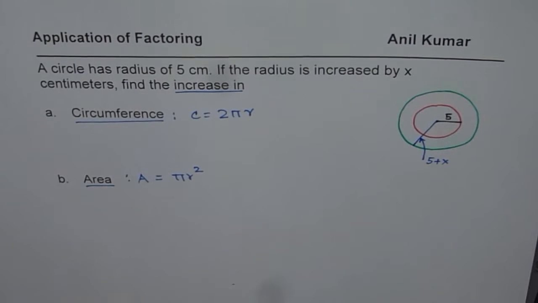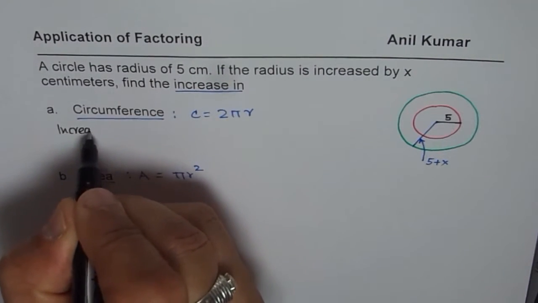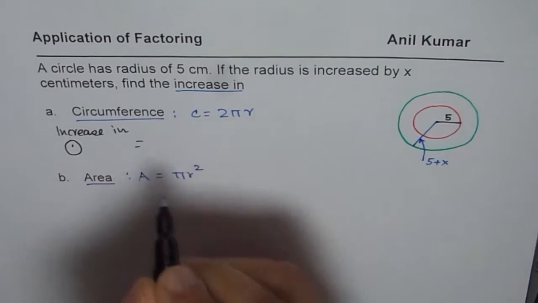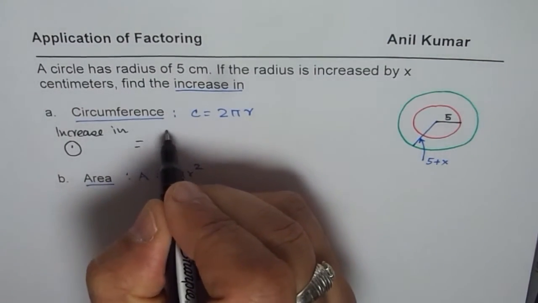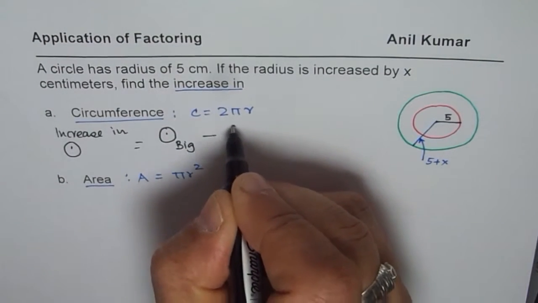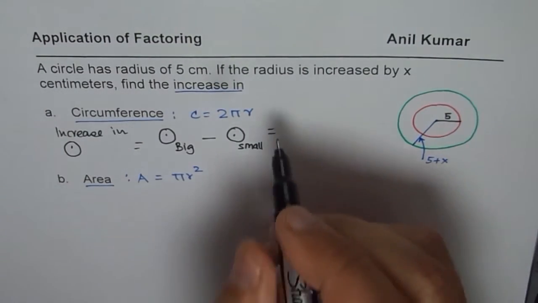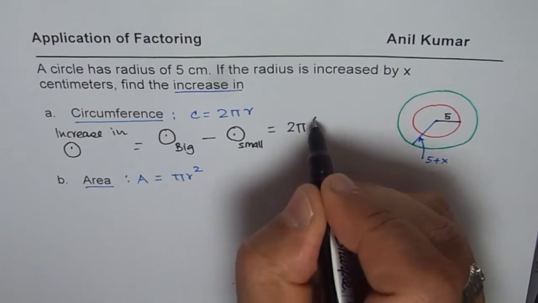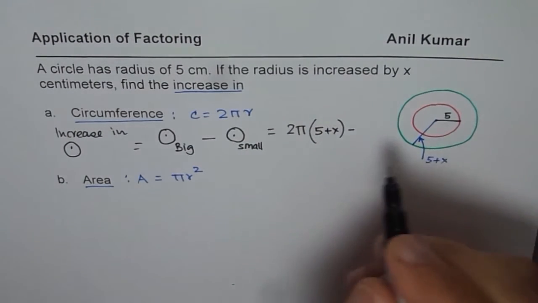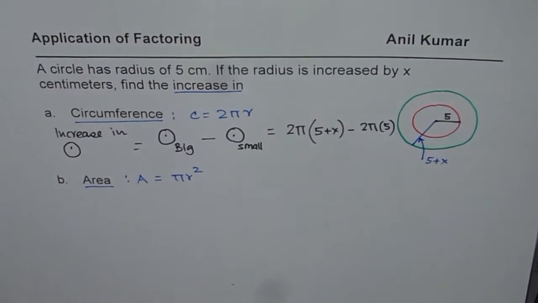Here is my solution. When I say increase in circumference, that means what? We have circumference of a big circle, right? Minus circumference of small circle. Is that okay? So that means big circle is what? Big circle is 2 pi, and the radius for the big circle is 5 plus x, minus small circle is 2 pi times 5. So that is the small circle circumference.